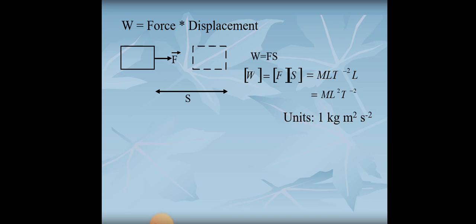What are the units of M? M is mass. What are the units of mass? It's kg. L^2 is length squared. Length squared is meter squared because the units of length are meters. And T^-2 is second to the negative two, because the units of time are seconds. But we can say that the units of work are Newton meter, or 1 joule.